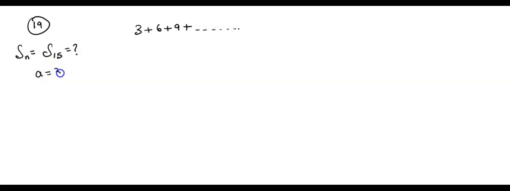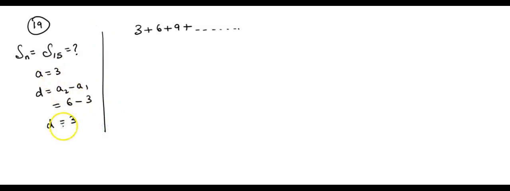From this, what all the values do we know? We know the first term is 3. Common difference is a2 minus a1. The second term is 6 minus the first term 3, so the common difference is 6 minus 3, which is 3. We know the first term and the common difference. We have to find S15. As we can see, S15 is in the form of Sn, so the value of n is 15.